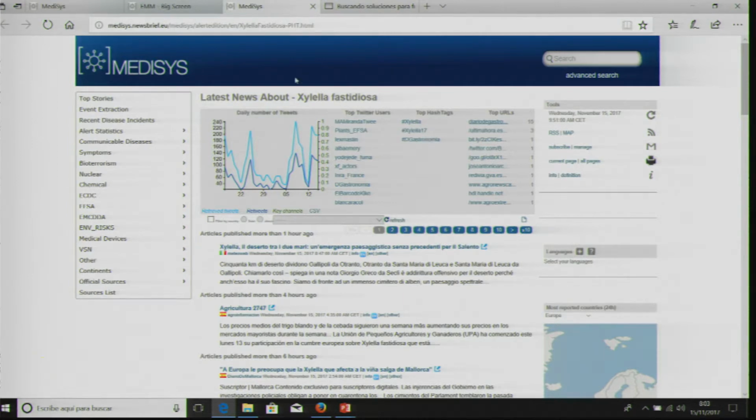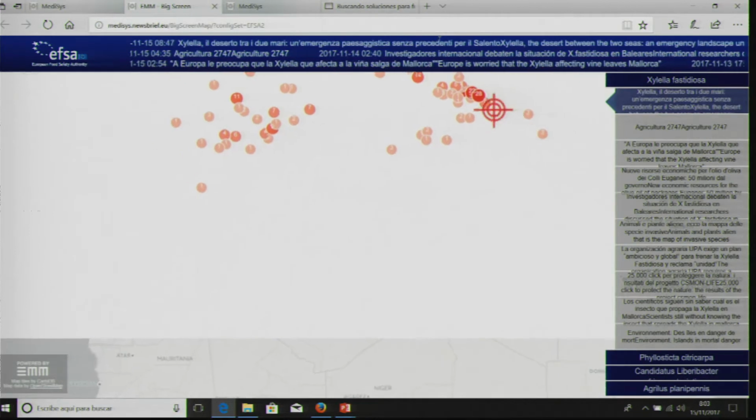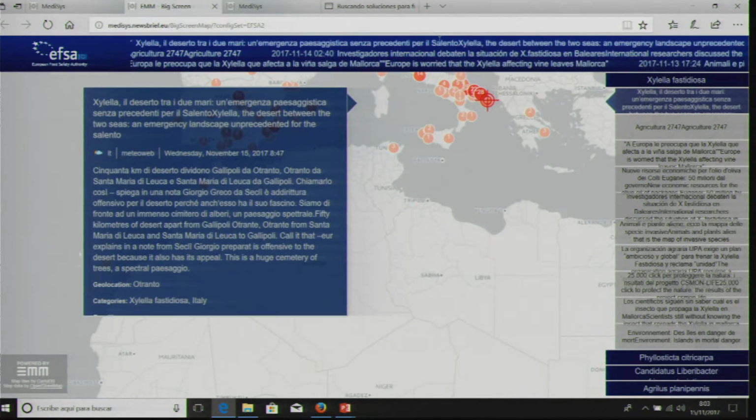The second application that I mentioned was the big screen map, and if you have an emergency operations center or big screen in your lab, you can link to this site. Here we just project on a map what has been published on Xylella and 3 other diseases in a subset of languages. And we show you also the past events. You can see that there have been many articles that were geolocated, for example, to Apulia, obviously.